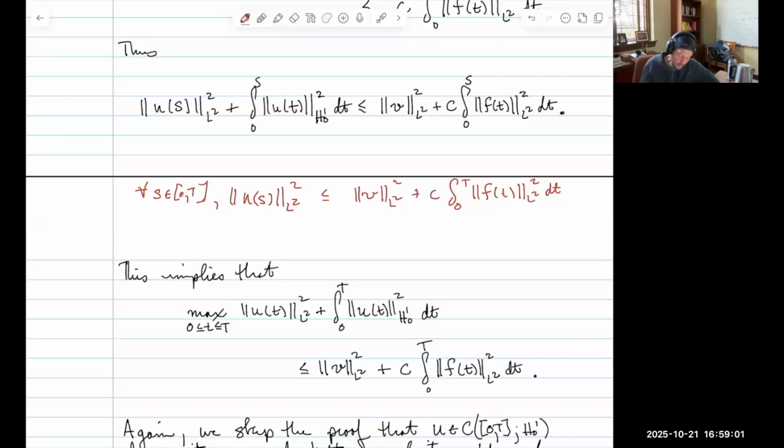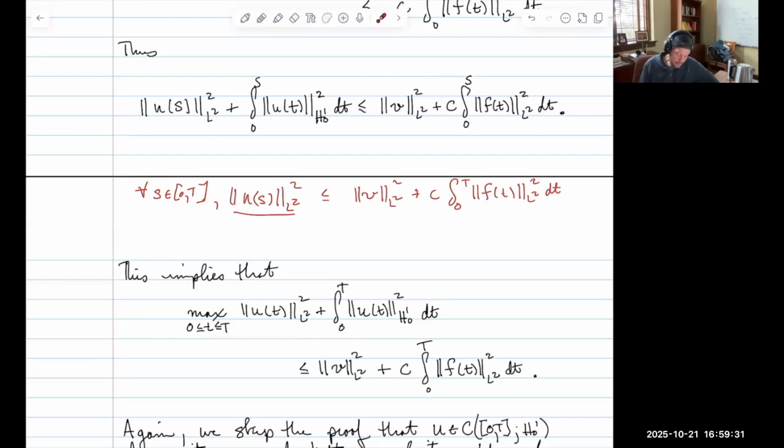That holds. Well, now I can take the maximum of this. Its maximum exists, and I can take it. How do I know it exists? Because this u was a continuous map from 0 to t into the L2 functions. So its maximum exists, and I can take that maximum. I know that this is true for every s, so I know it's true for the maximum. Therefore, I get this is less than that. That's the maximum.